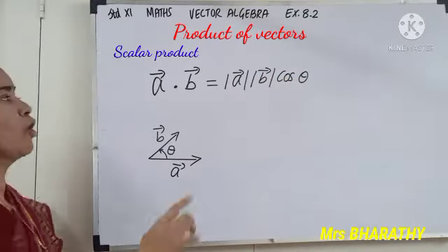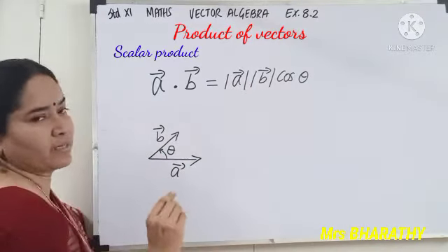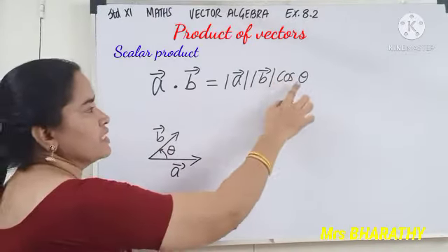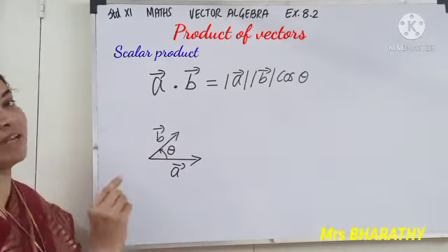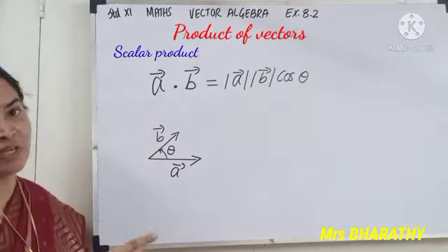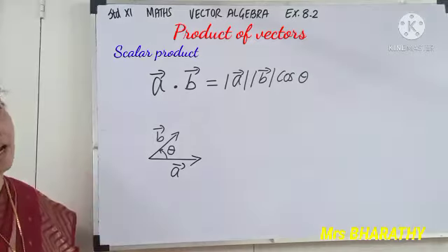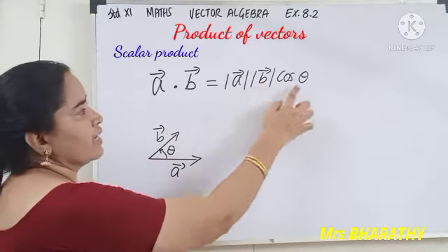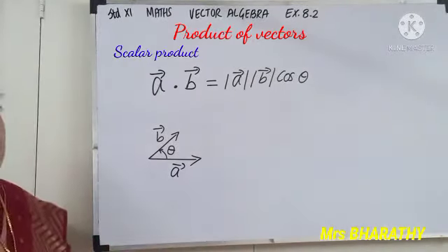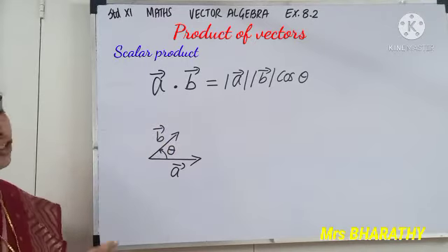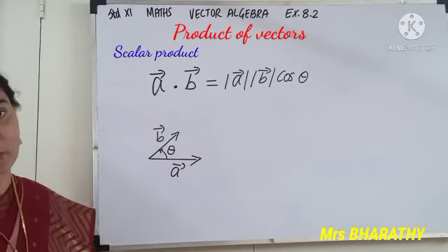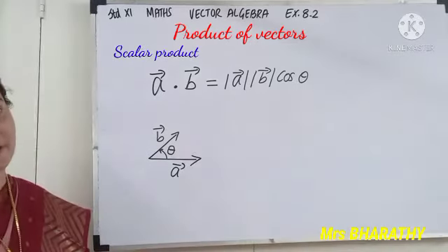We know modulus is a number, a scalar. Cos theta, the angle between them when I take the trigonometric ratio, that is also a scalar. So the entire answer is a scalar. So I call this as dot product or in other words scalar product.